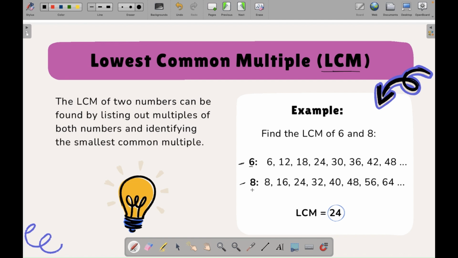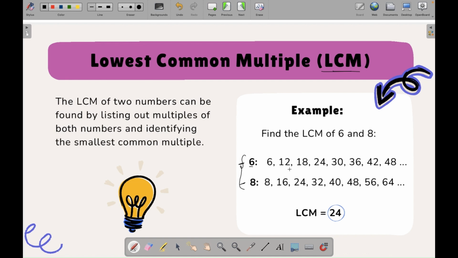Then I have the other number 8. If I have to write the multiples of 8, it will be the table of 8. So 8, 16, 24, 32, 40, 48, 56, 64. So basically I'm reading the table of 8. Right. Now this is all about multiples. Now I have to find if these two numbers have anything in common or any multiple in common. Do 6 and 8 have any multiple in common? So that means common multiple, right?